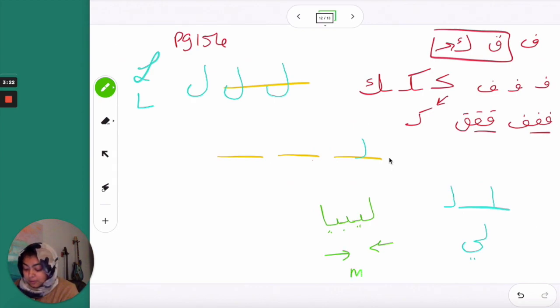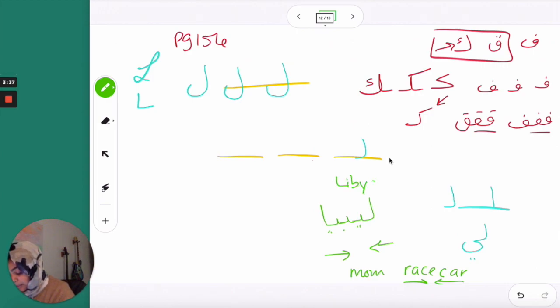Similar to the word mom, right? It reads the same forward and backwards. In English, race car reads the same forward as it does backwards. Fun little fact. So it's just a palindrome. But this is Libya, the country in North Africa. Okay, let's do another one.